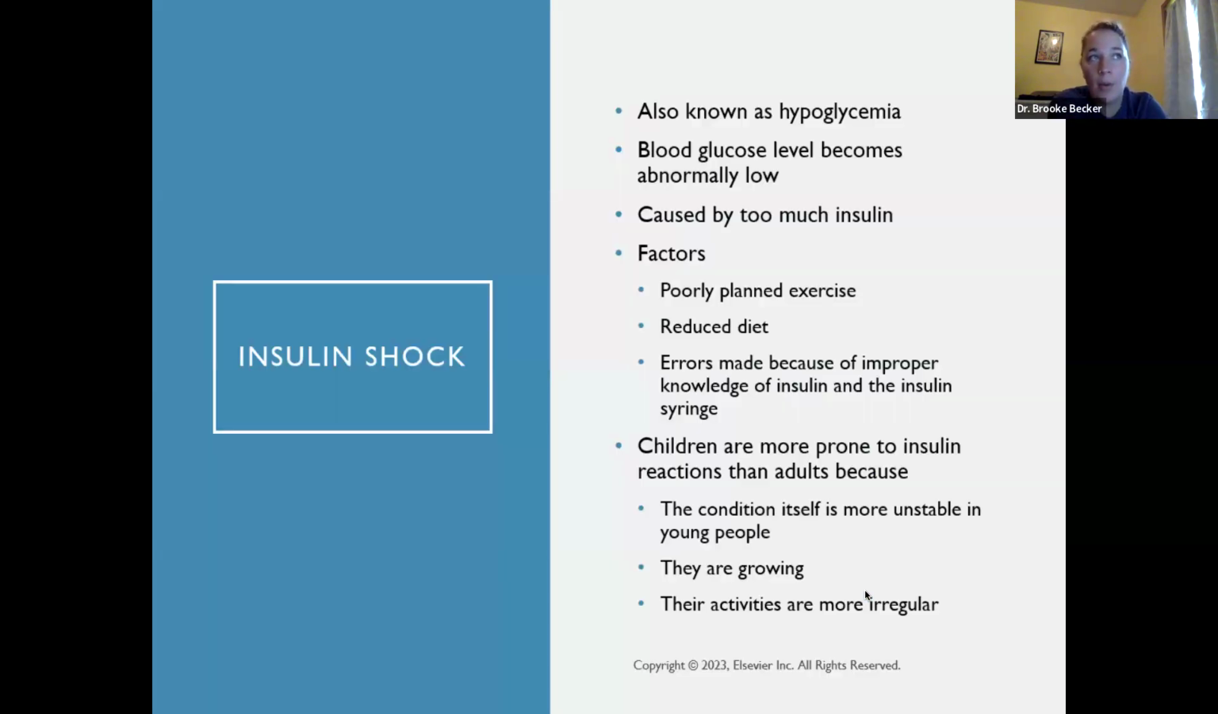Insulin shock or hypoglycemia, this is going to happen when the glucose levels get really low. It can happen if kids have been exercising a lot, or if they haven't been eating, or if they take too much of their insulin. And kids are more prone to having insulin shock than adults because of their demands on their body with growth and development.